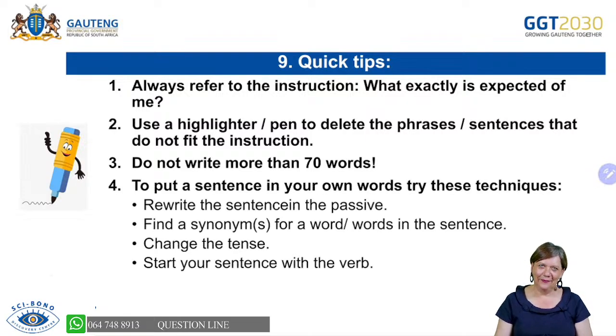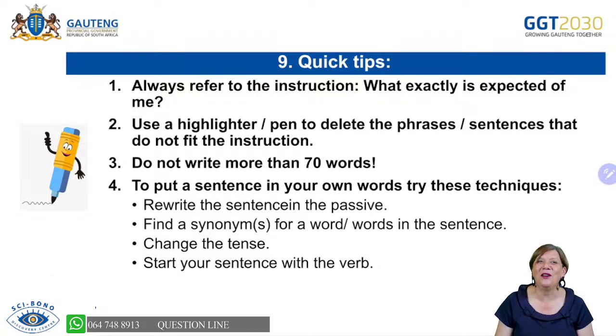Now, let's focus on some techniques to help you to put sentences in your own words. So one way is to put it into the passive voice. We've got a sentence in the active voice, just rewrite it in the passive voice. We've talked about synonyms that you can use. You can change the tense. This is the best one ever. For instance, if a sentence is in the present tense, you change it to the past tense. If it's in the past tense, change it to the present tense.